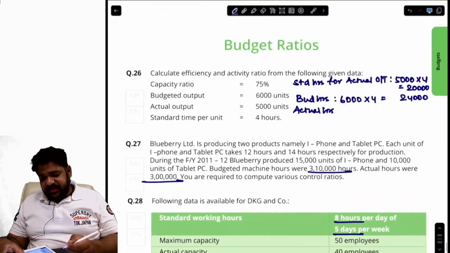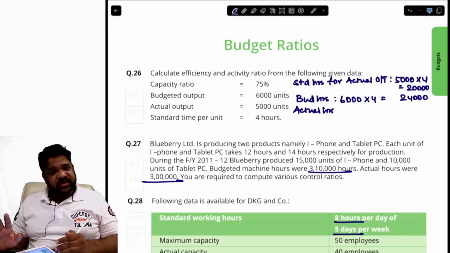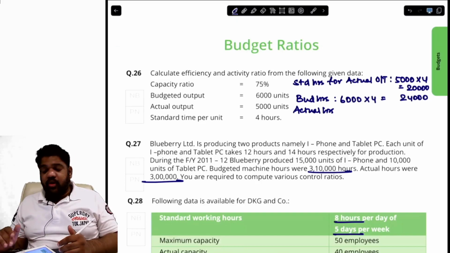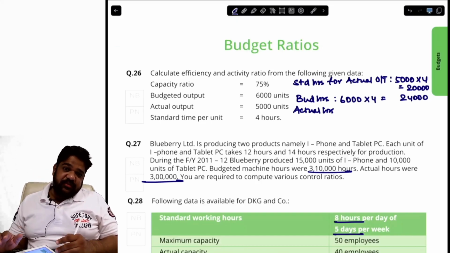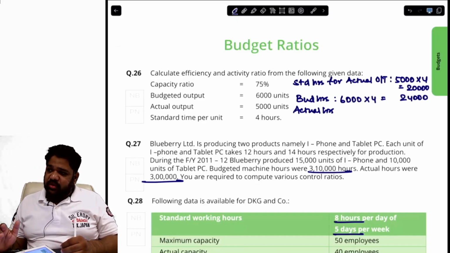And then comes in your budget ratios. Budget ratios are fairly simple. Do not skip them. This becomes a good MCQ contender according to me. I think this will form a good MCQ contender. So you should be focusing a little upon the budget ratios. Only three ratios.